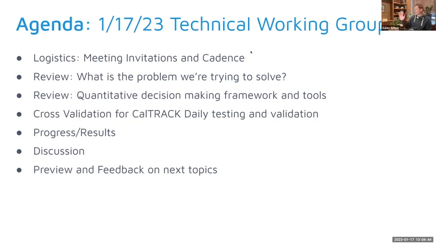Right off the bat, we're going to talk some logistics, and then we're going to get into a couple quick points of review, like what is the problem that we're really trying to solve right now, and what are the quantitative decision-making framework and tools that we're putting in place so that we can make objective decisions. And one of those tools, I think you've heard the term so far, but we're going to do a little bit of a deeper dive today and talk specifically about how we're formulating this for the Caltrack daily model, is cross-validation. And then we're going to talk about some progress and results. Then we'll have an open discussion and preview and feedback on next topics.